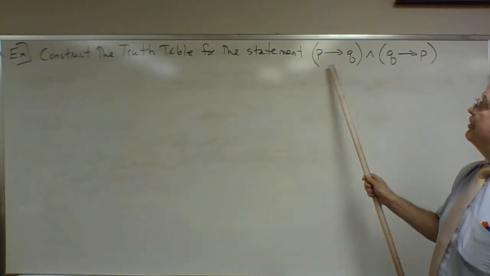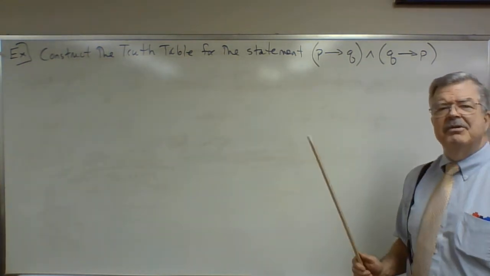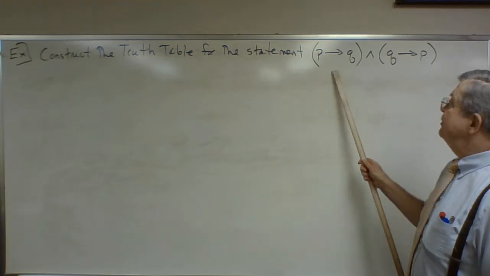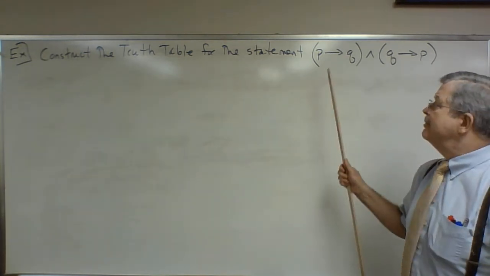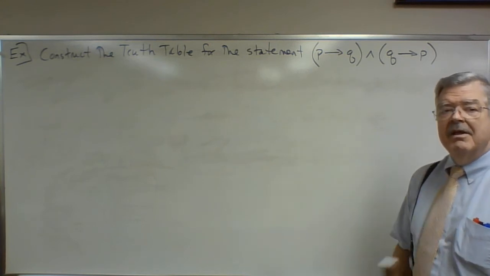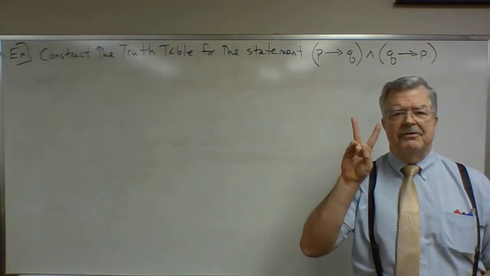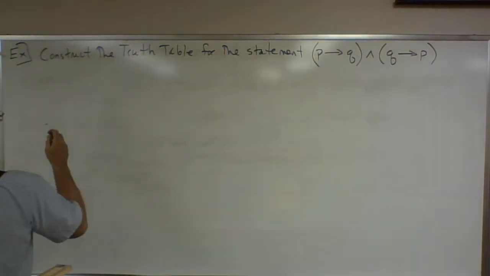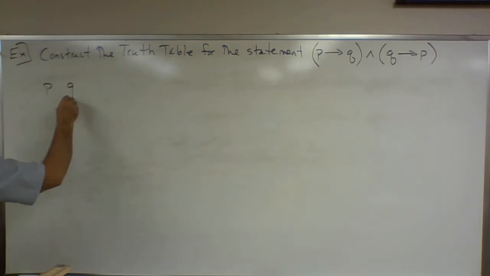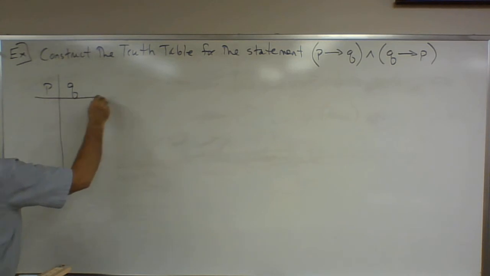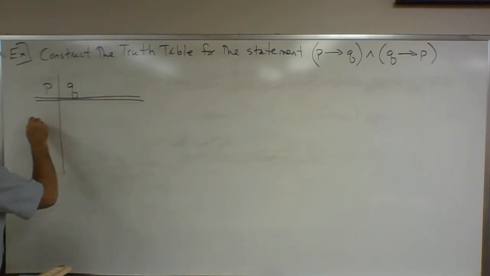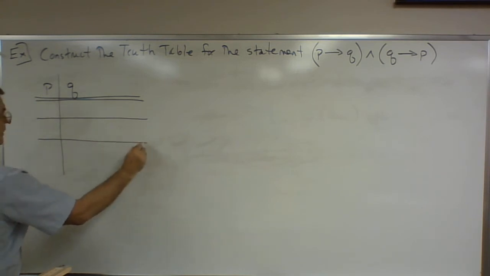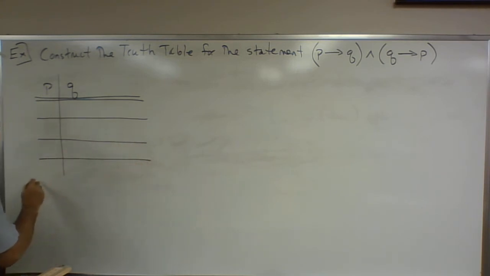First of all, let's look up here and see how many simple statements we have. This entire statement is constructed solely from the simple statements P and Q. So our truth table will be set up for two simple statements, P and Q. So here's our P, here's our Q. And we remember there are 4 possible combinations of truth values for this pair of statements. And the way we set this up, we go true, true, false, false on the outside.